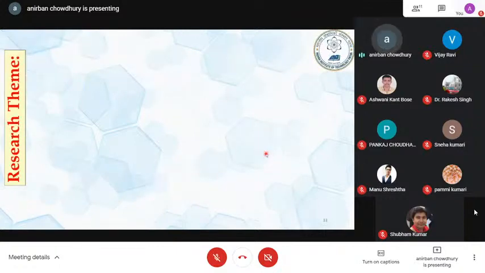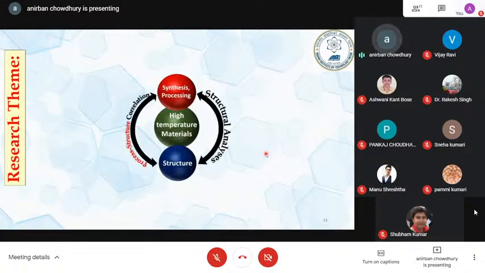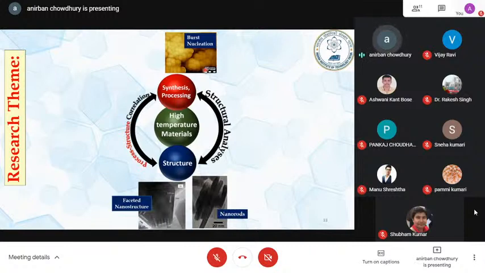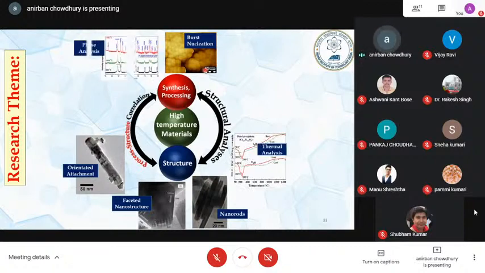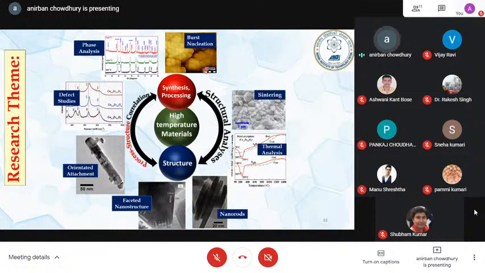So in a nutshell, this is our research theme. We work on process-structure correlations and structural analysis of high temperature materials, where we mostly study how process alters structure, and fascinating mechanisms involving the synthetic processes, be it burst nucleation. Today I have shown some faceted nanostructures we got without surfactants, some different non-classical arrangements of nanocrystals, thermal analysis, phase analysis, defect studies, sintering, and textured studies. Today I've mostly shown the burst nucleation aspect.